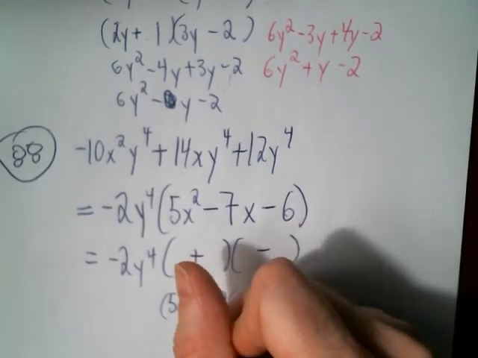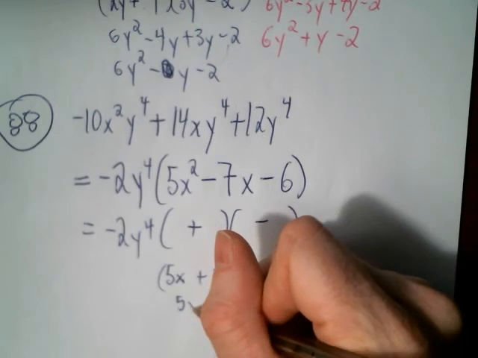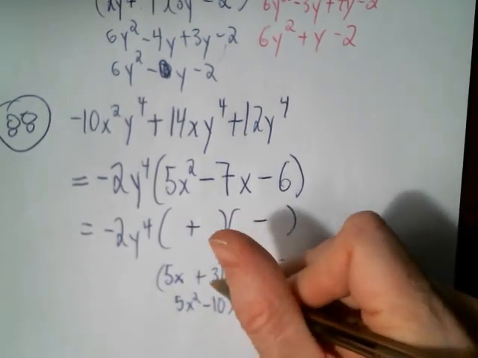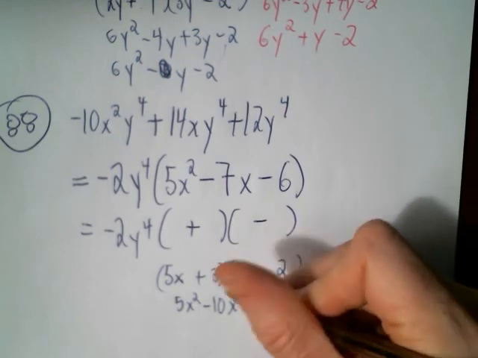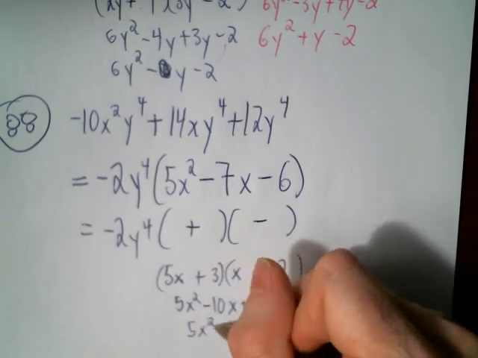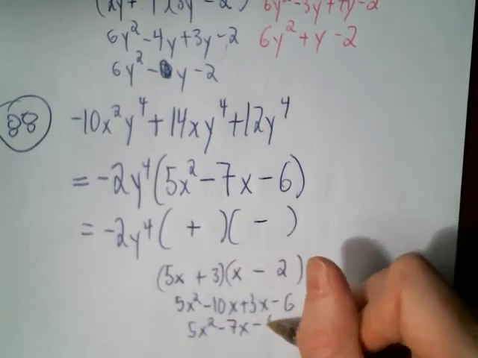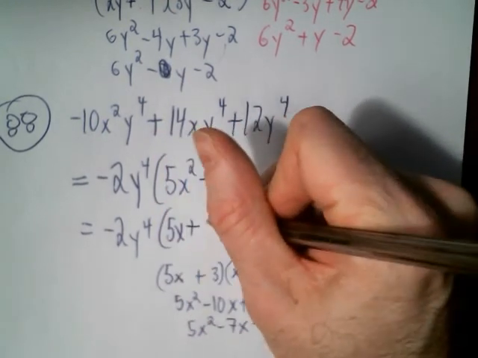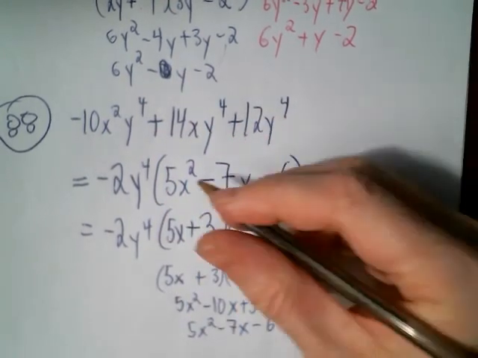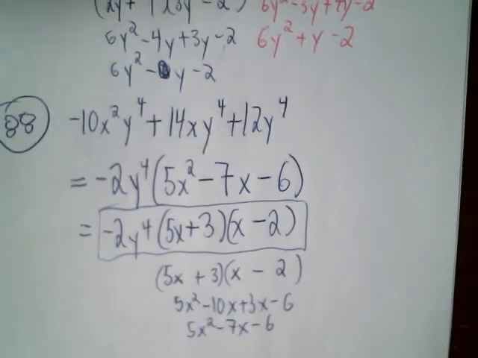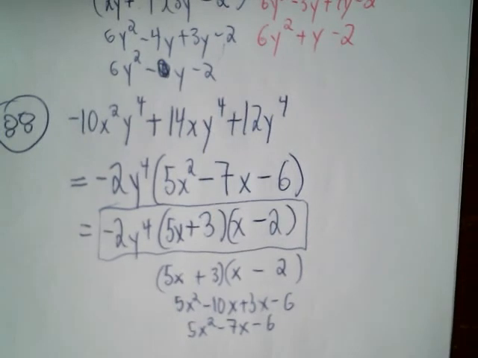So let's FOIL it out. 5x squared, then the outer minus 10x, and then the inner plus 3x, and the last minus 6, and that'll work out nice. So 5x squared minus 7x minus 6, that's what we wanted. So we just fill in the blanks. And of course, this is our final factorization. If I wasn't making that clear, this is kind of our answer. Okay? Okay, so that's 6.3.